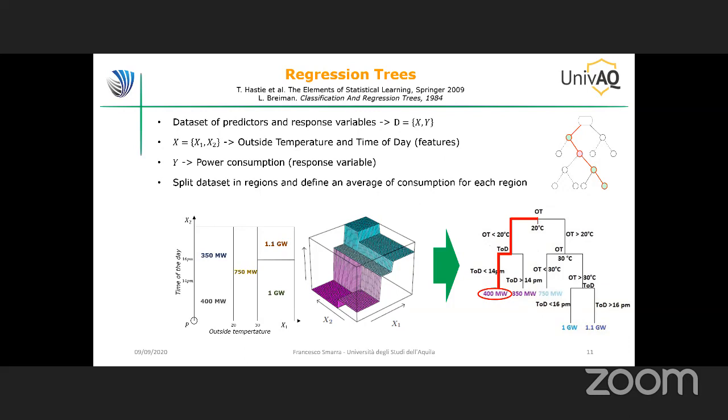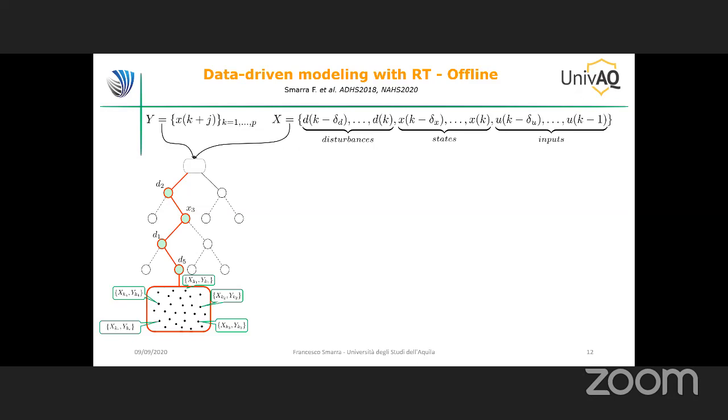However, the problem with this type of regression tree structure is that it cannot be used to set up an MPC problem, since we do not have a model expression, a closed form expression to include in the optimization problem, but only a constant value. So to address this issue, in our research, we modified the regression tree algorithm, as I'm going to illustrate now.